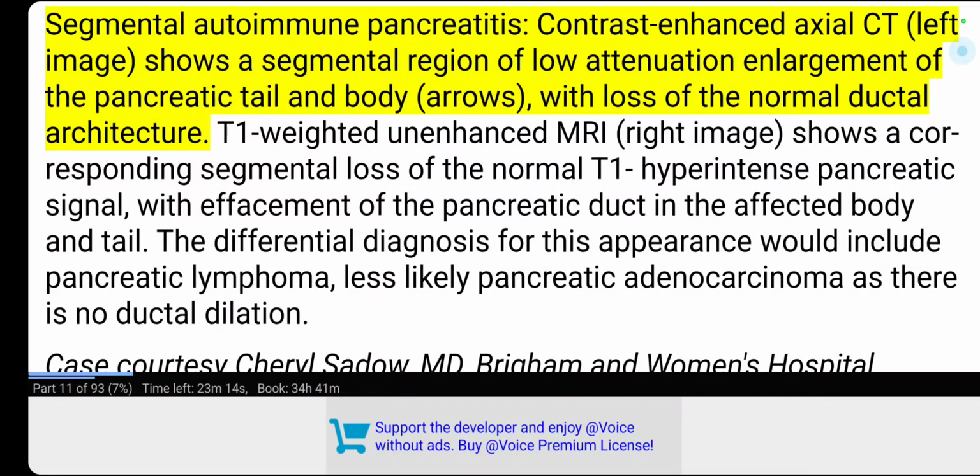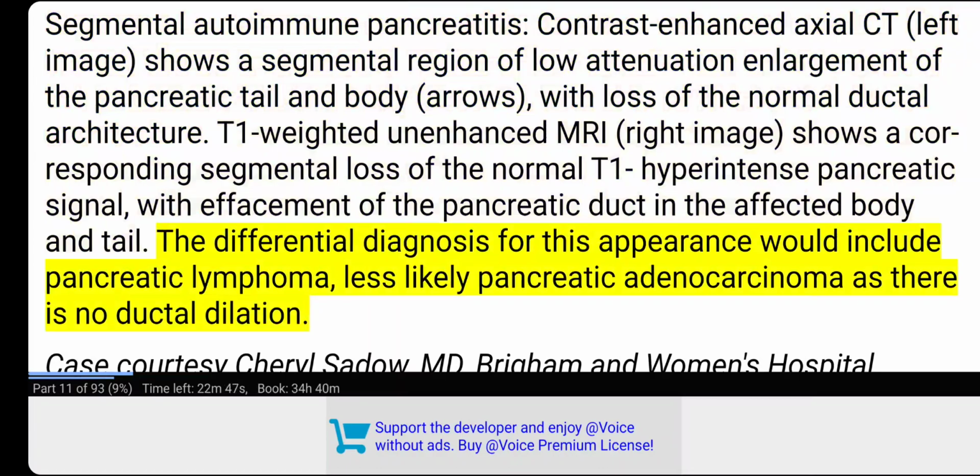Segmental autoimmune pancreatitis. Contrast-enhanced axial CT, left image, shows a segmental region of low attenuation enlargement of the pancreatic tail and body (arrows), with loss of the normal ductal architecture. T1 weighted unenhanced MRI, right image, shows a corresponding segmental loss of the normal T1 hyperintense pancreatic signal, with effacement of the pancreatic duct in the affected body and tail.